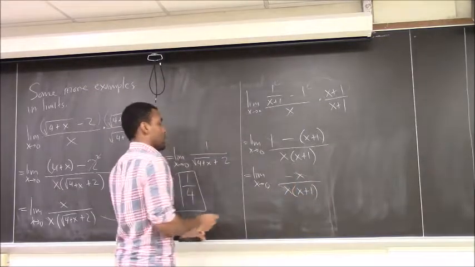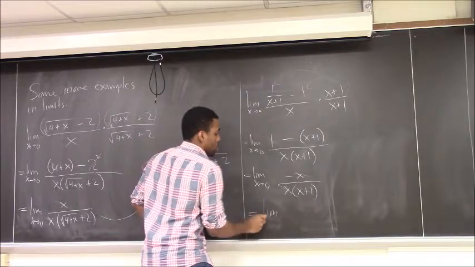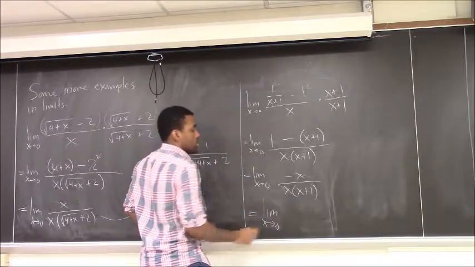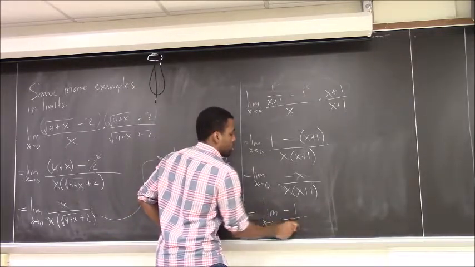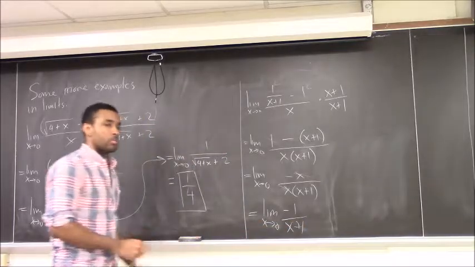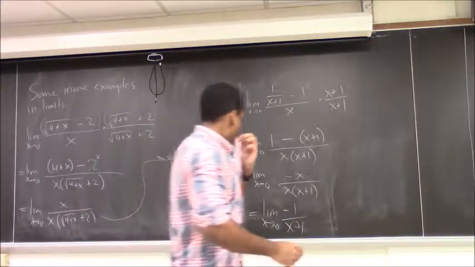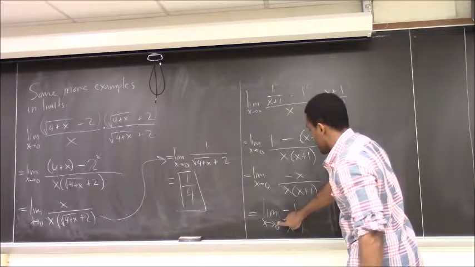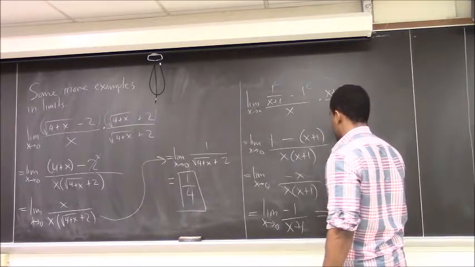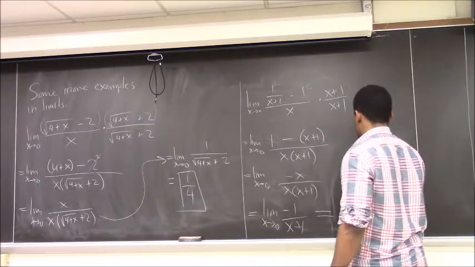X's can cancel. So I have the limit as x approaches 0 of minus 1 over x plus 1. And now I can plug in x equals 0. So minus 1 is the answer.